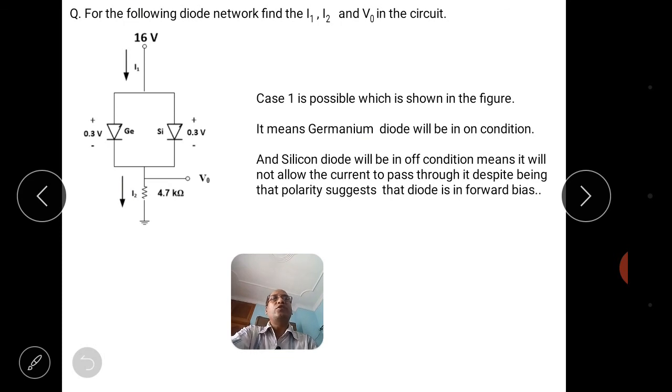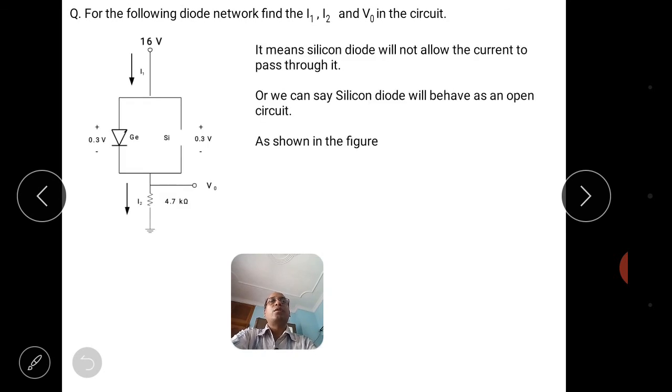Case 1 is possible, which is shown in the figure. In this case, both the diodes have 0.3 volt available across them. It means the germanium diode will be in on condition, but the silicon diode will not be in on condition, it will be in off condition. It means it will not allow the current to pass through it, despite the polarity suggesting that the diode is in forward bias condition. So the silicon diode will behave as an open circuit, as shown in the diagram.